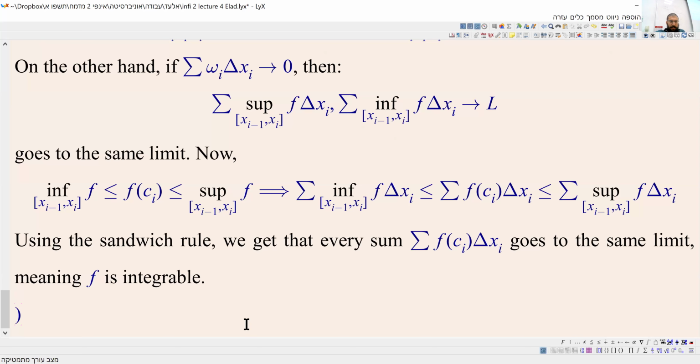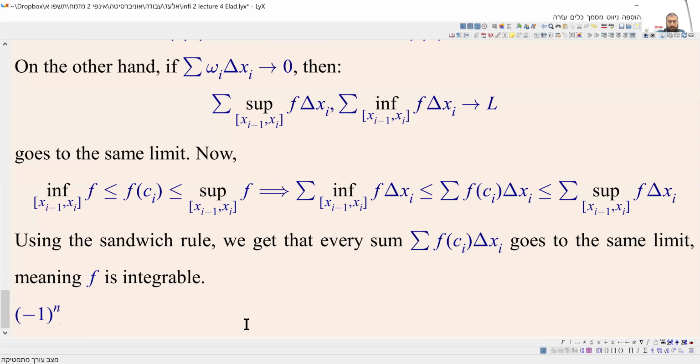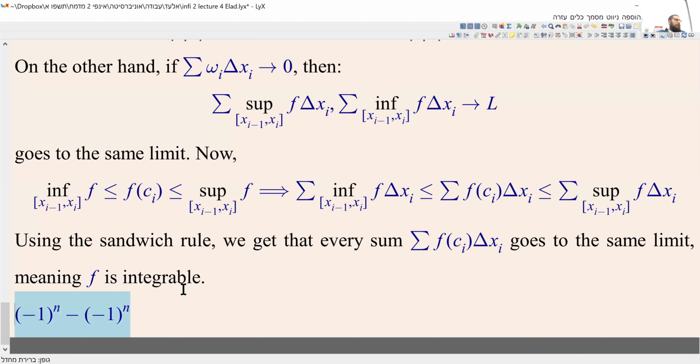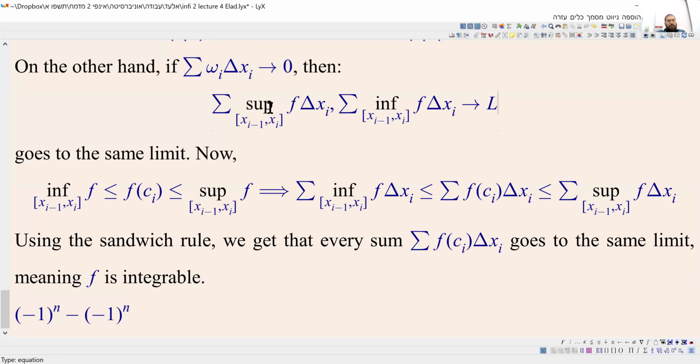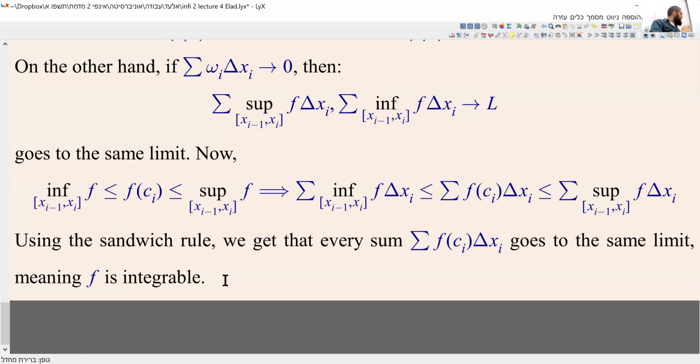For example, let's take (-1) to the power of n, and (-1) to the power of n. The difference is 0, and so it goes to 0. But every sequence itself is not even convergent. It's divergent. So saying the difference goes to zero, so everyone goes to the same limit, is not completely true. This is the gap one should overcome if he wants to have a complete proof and not just an explanation. But we already finished. An explanation is totally fine for me.